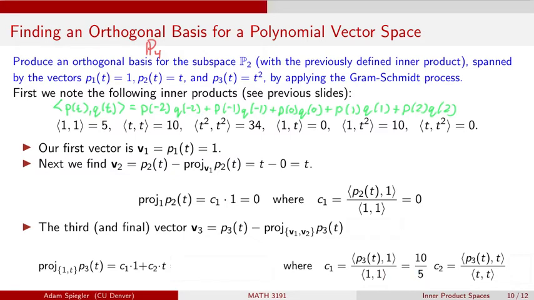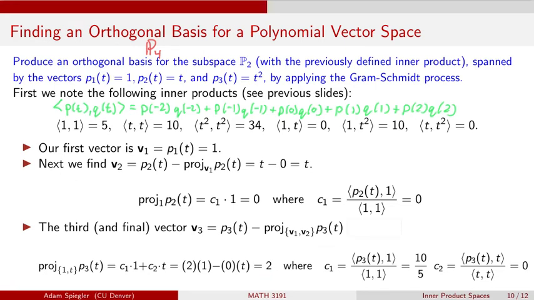And we do the same to calculate C2. Now we take P3 inner product with t and divide that by the inner product of t with itself. So in this case, we would get 0 divided by 10, which gives us 0. So now we've got the two weights that we need. First weight was 2, the second weight was 0. So this tells me that the projection of P3, which is the polynomial t squared, onto the subspace spanned by these first two vectors is equal to the polynomial 2.